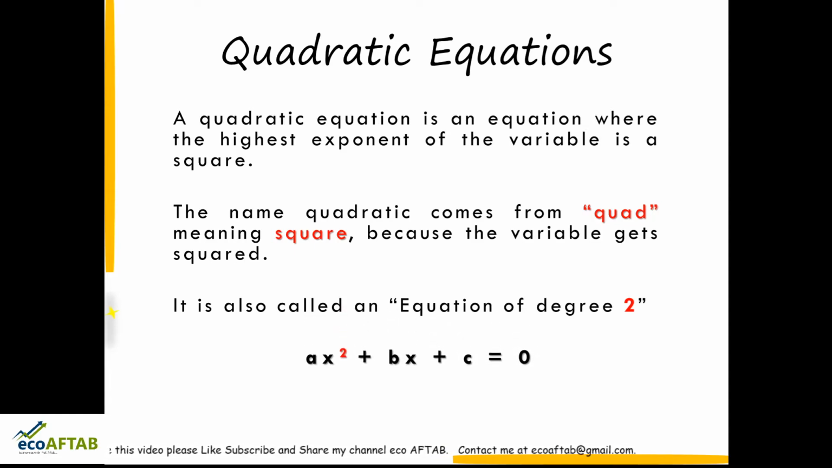This is the example: ax square plus bx plus c is equal to 0. You can see here ax raised to the power of 2. This 2, which is in red, is the exponent, and that is what is called square. So ax square plus bx plus c is equal to 0 is an example of a quadratic equation.